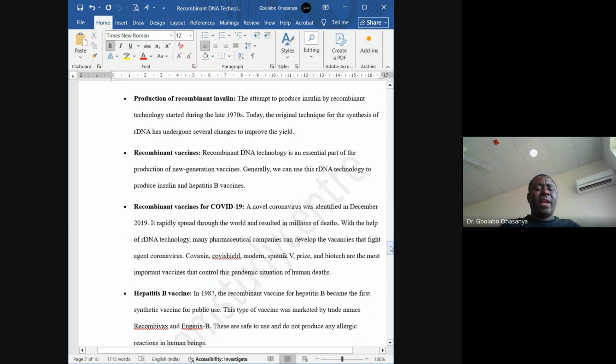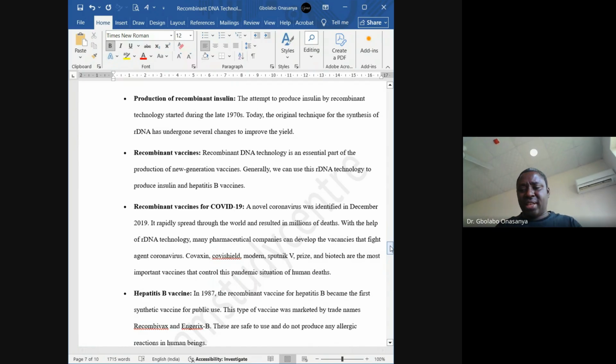And we have a recombinant vaccine for COVID-19. So it has a sort of transgenic. A novel coronavirus was identified around December 2019. It rapidly spread across the world. And we now create a recombinant vaccine with the use of recombinant DNA technology.